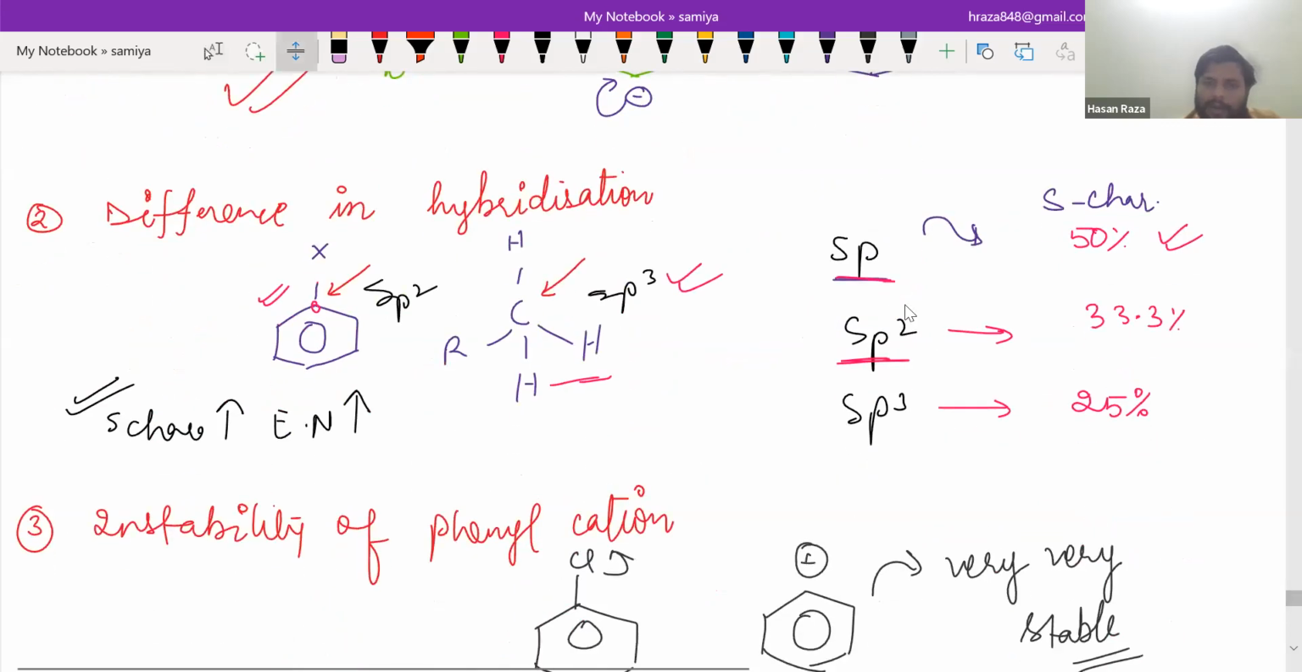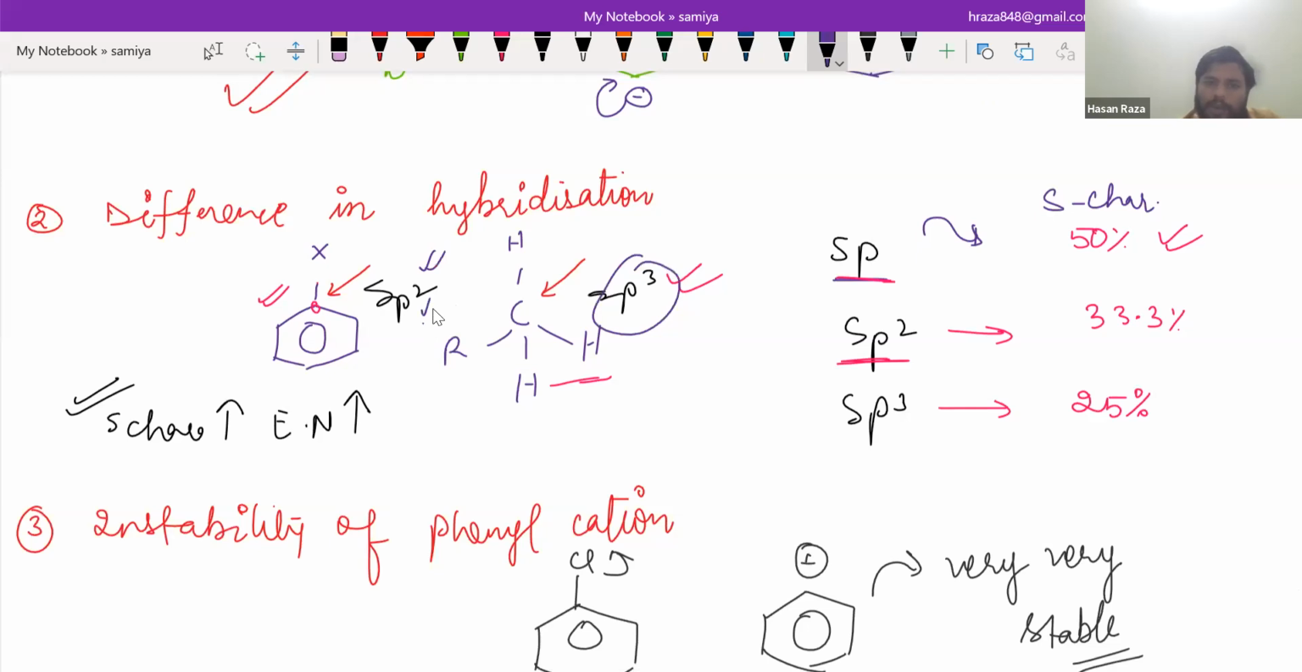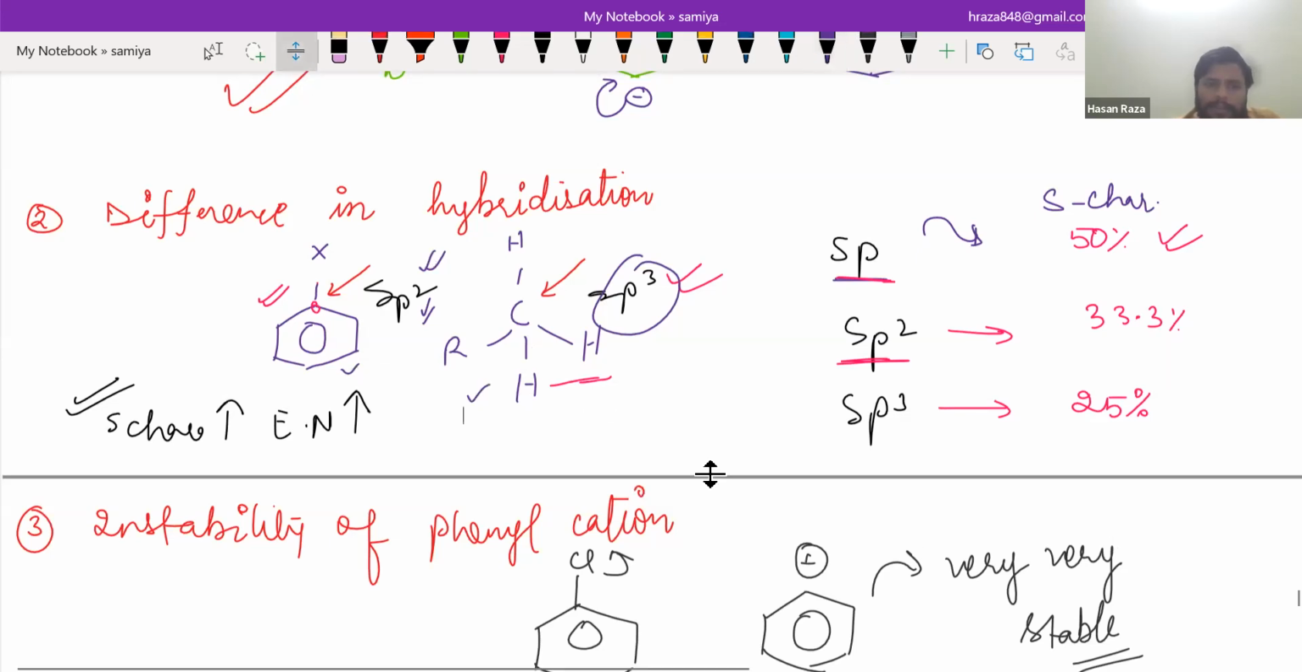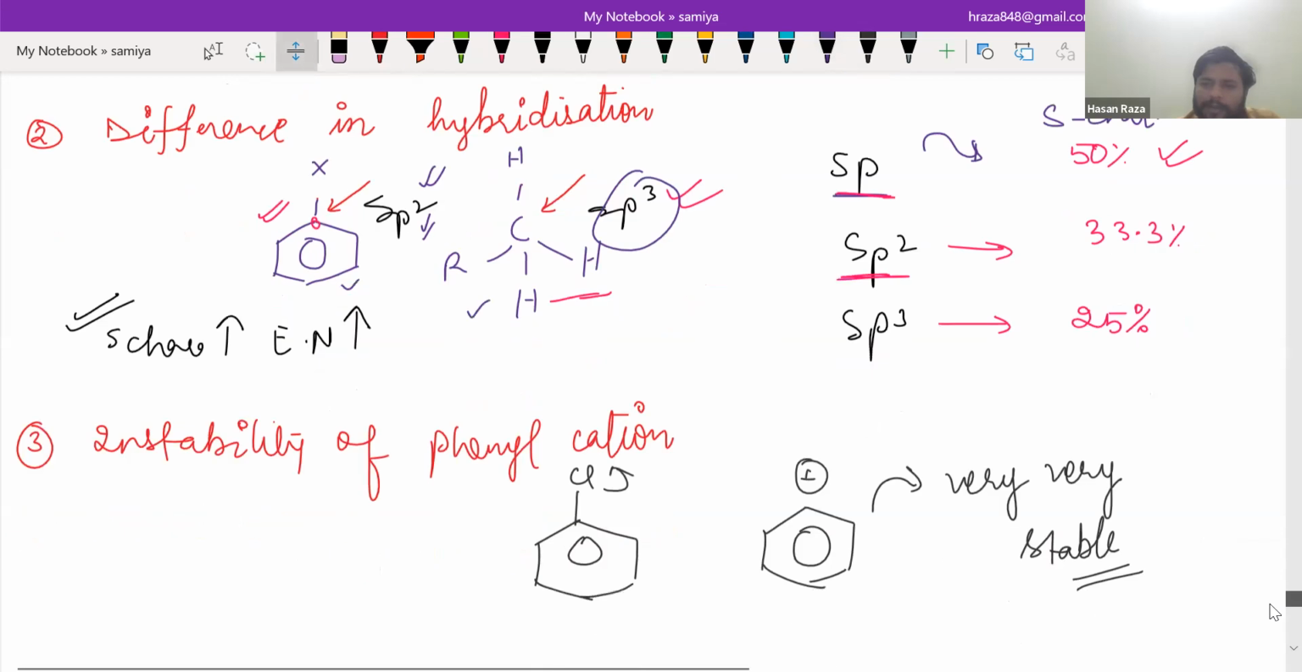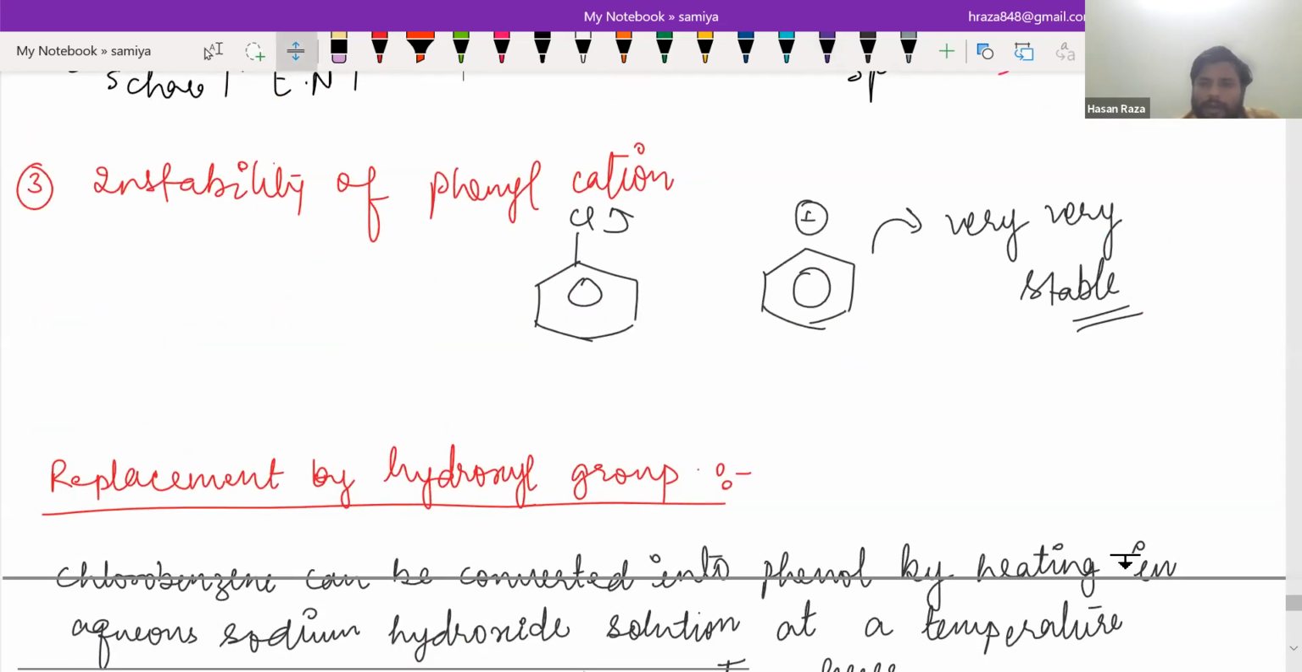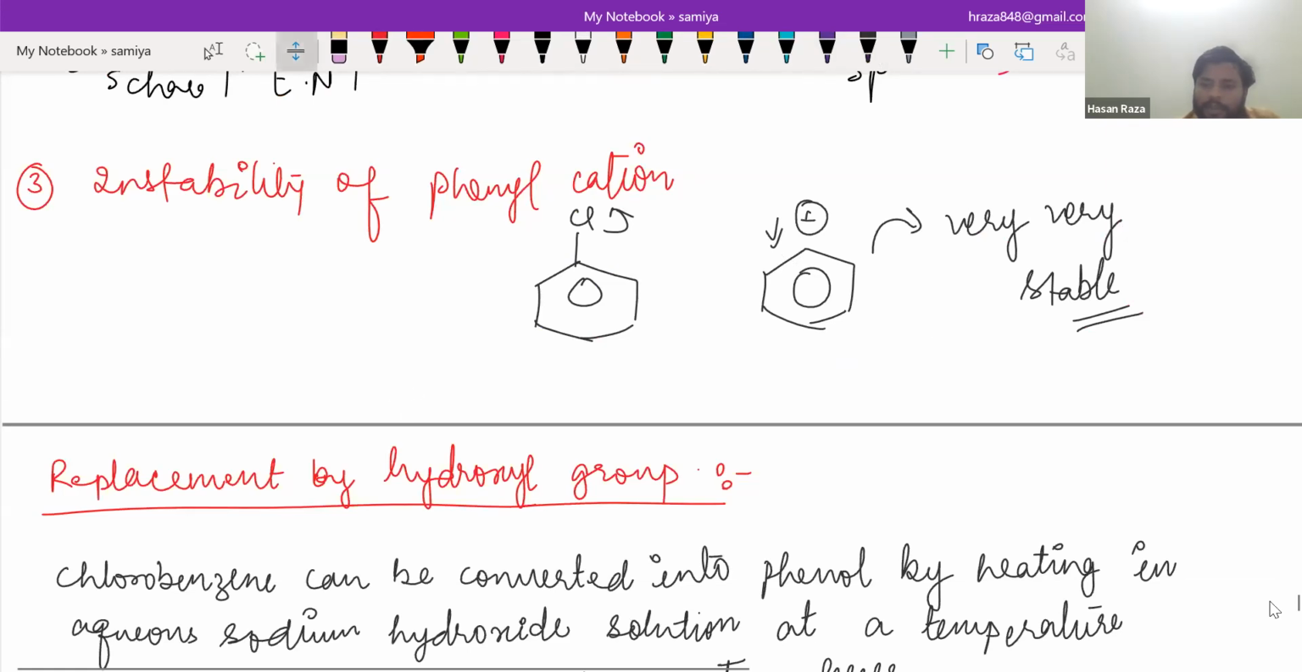Hybridization. In haloalkane, this is sp3 and this is sp2 carbon. So this is more electronegative, and due to more electronegativity, the bond will basically be polar. That's why it is less reactive. The next reason is the instability of the phenyl cation. A positive charge on a double bond is very less stable. That's why. Then we started replacement of the hydroxyl group.